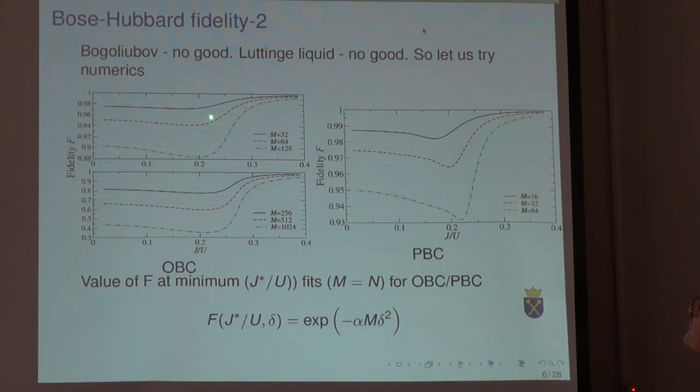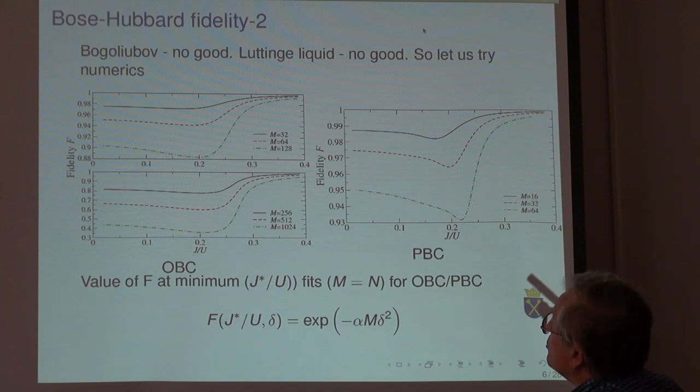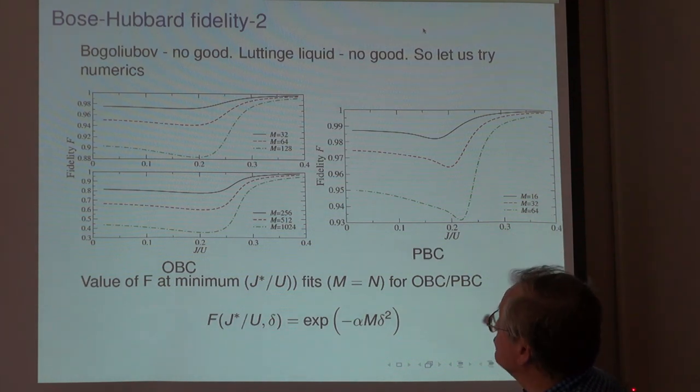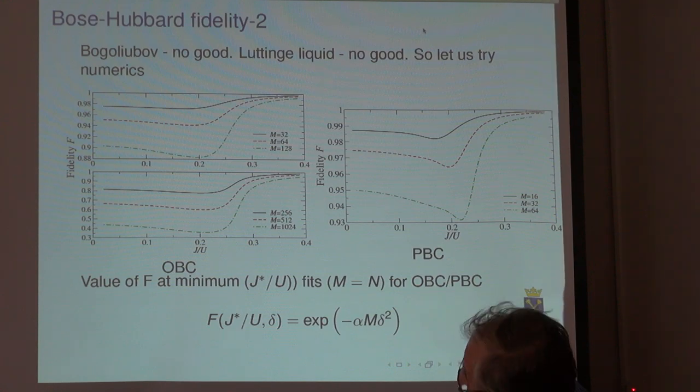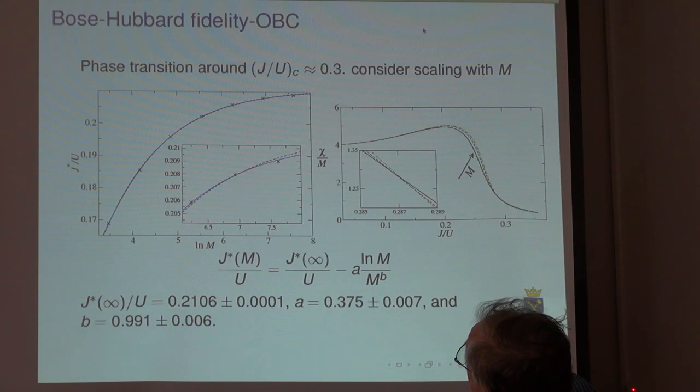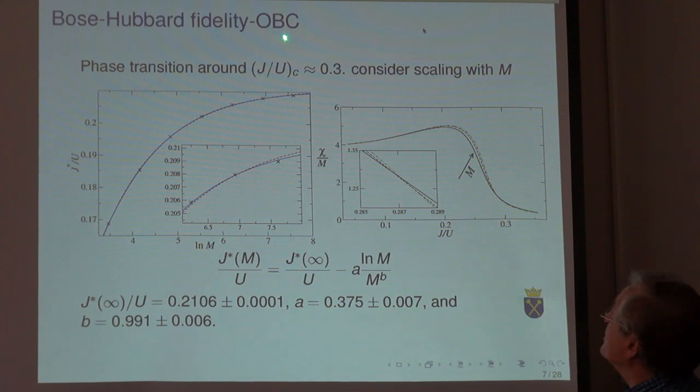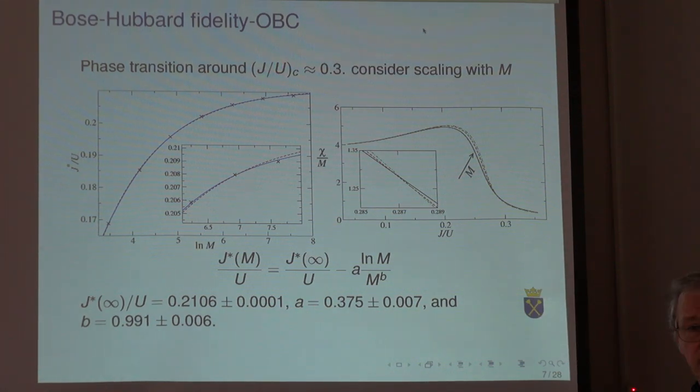And you see that in this high fidelity region, maybe in these small deviations, the minimum is much sharper here as compared to open boundary conditions. But then we want to check whether you can find the phase transition by going to the limit, and then the critical value.